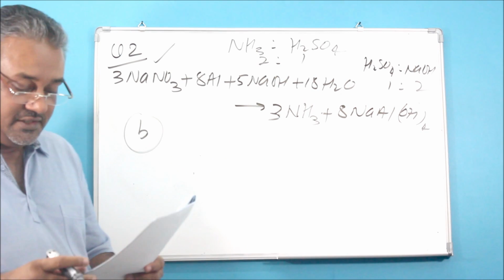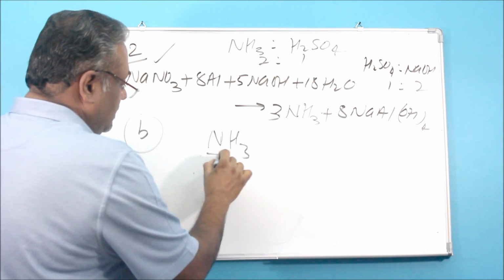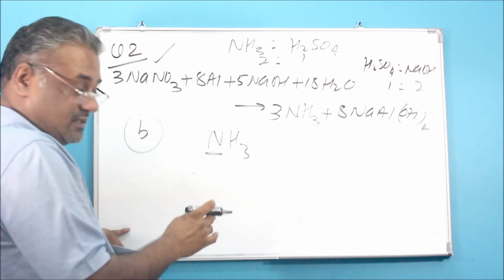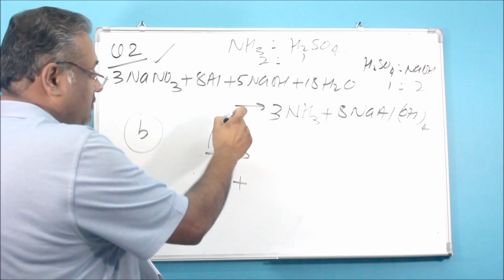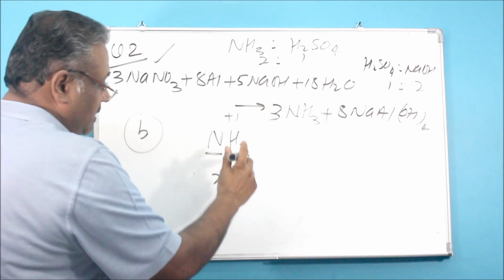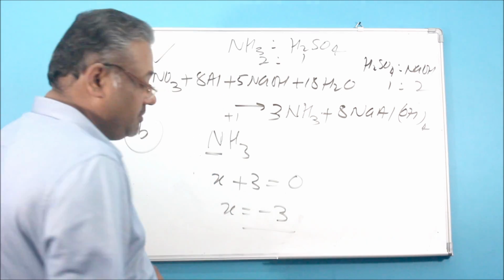The oxidation number of N in NH3, similarly, since it's a molecule, the sum of all oxidation numbers is equal to 0. So this is X plus the oxidation number of hydrogen, which is +1. So 1 times 3 is 3, should be equal to 0, which gives you X as -3.